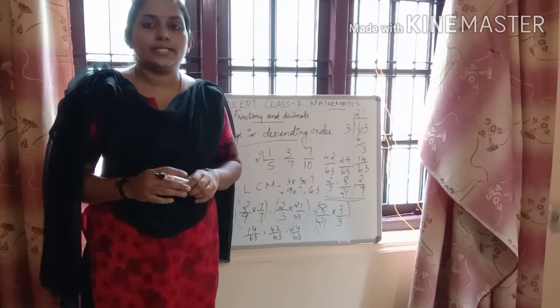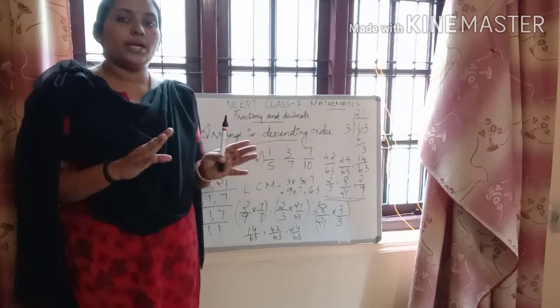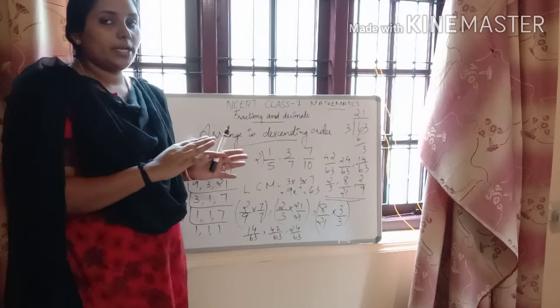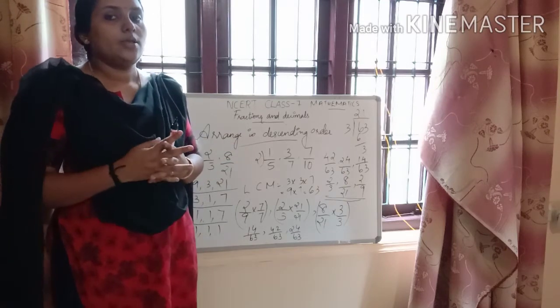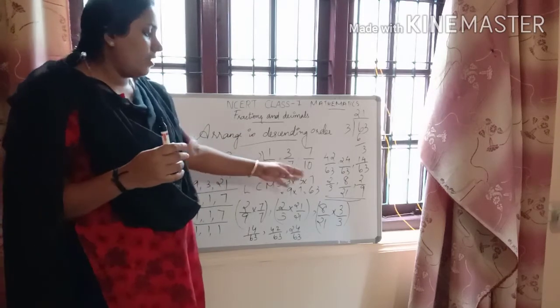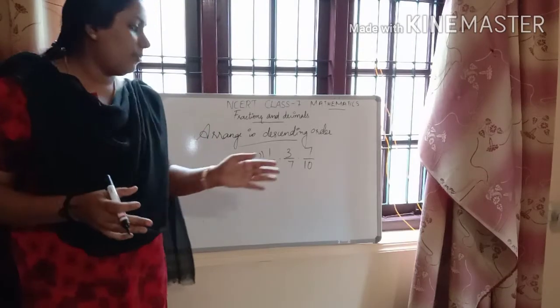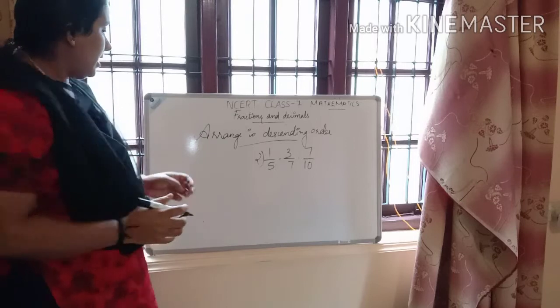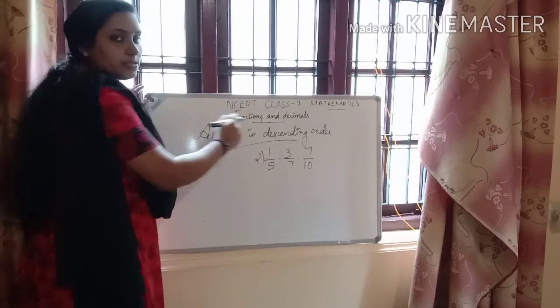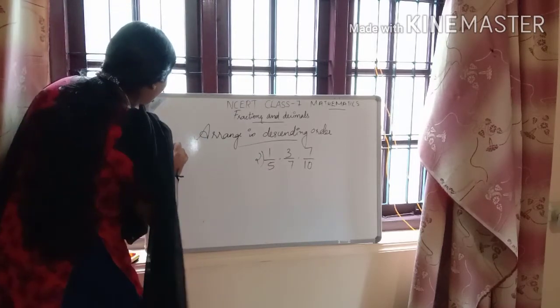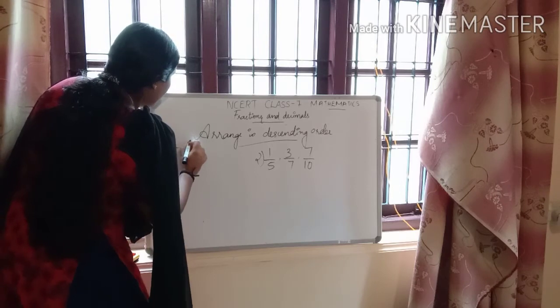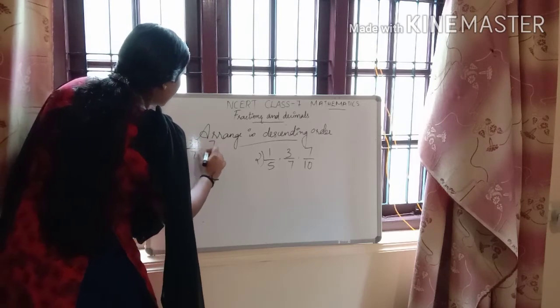This is a simple technique. We just have to convert all the denominators to an equal number. So we can easily find out the descending order as well as the ascending order. Shall we try one more question? Yes. Find out the descending order of these fractions: 1 by 5, 3 by 7 and 7 by 10.